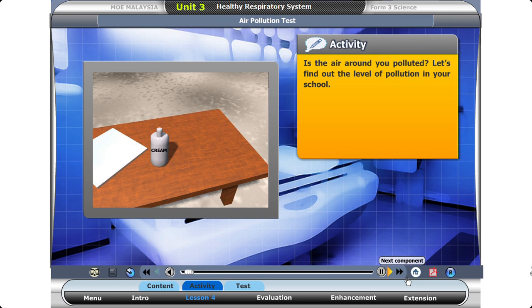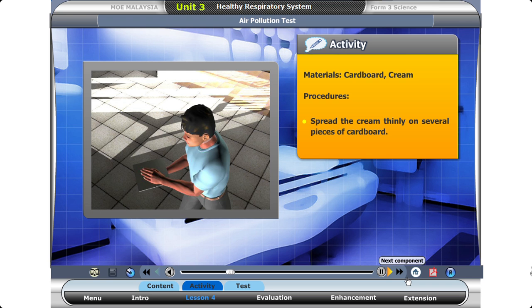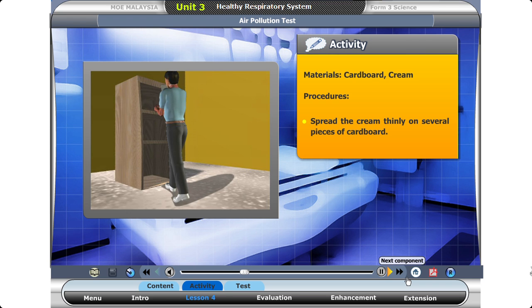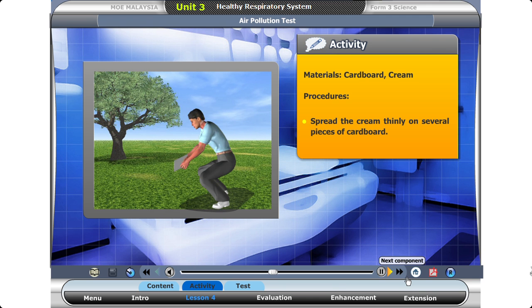Is the air around you polluted? Let's find out the level of pollution in your school. You will need several pieces of cardboard and some kind of cream such as Vaseline or Vicks. First, spread the cream thinly on the pieces of cardboard. Then, place the pieces of cardboard in various places inside and outside the classroom. For example, on your desk, on top of the cupboard, and at the school field. Leave them in their places for a day.